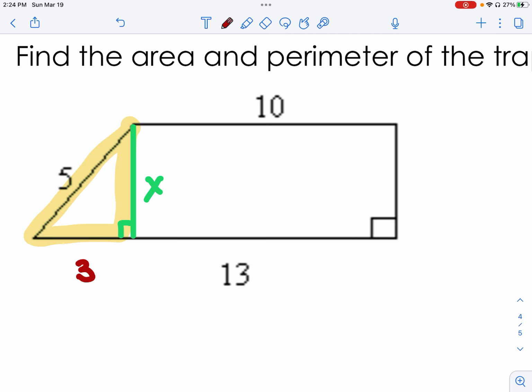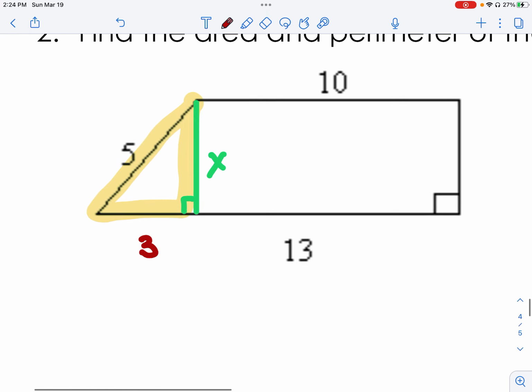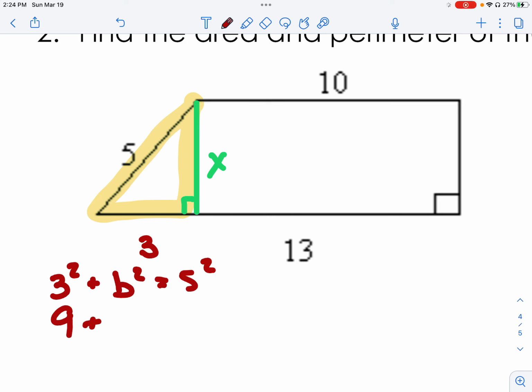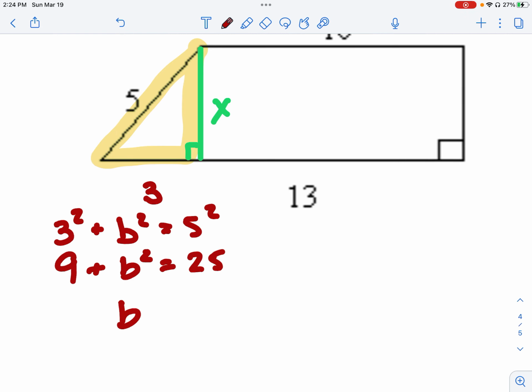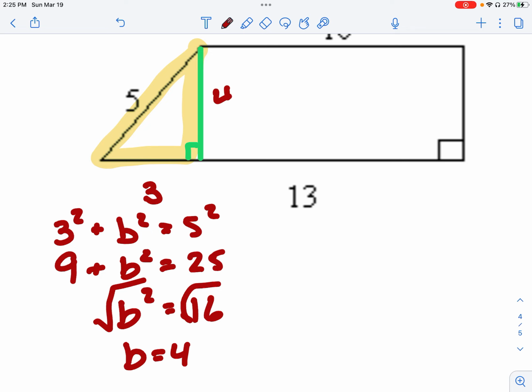I can go ahead and use Pythagorean theorem to solve this right triangle, or some of you may recognize this as a Pythagorean triple. So 3 squared plus b squared equals 5 squared. 9 plus b squared equals 25. B squared equals 16. You undo the square by square rooting. So we now know that x equals 4. So this is a 3, 4, 5 Pythagorean triple.